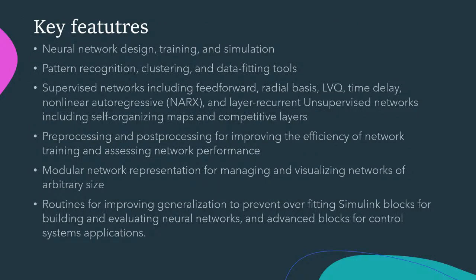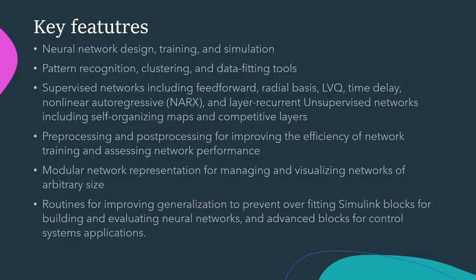The key features we are observing for a neural network, whatever it may be, are to design, train, and simulate. So what we need to observe is pattern recognition. We need to set the pattern, and clustering and data fitting tools also we have in MATLAB. There are also layer recurrent networks, two routines for improving generalization to prevent overfitting, and Simulink blocks for building and evaluating the neural network, and advanced blocks for control system applications. So in control system design applications also, these artificial neural networks will be helpful.